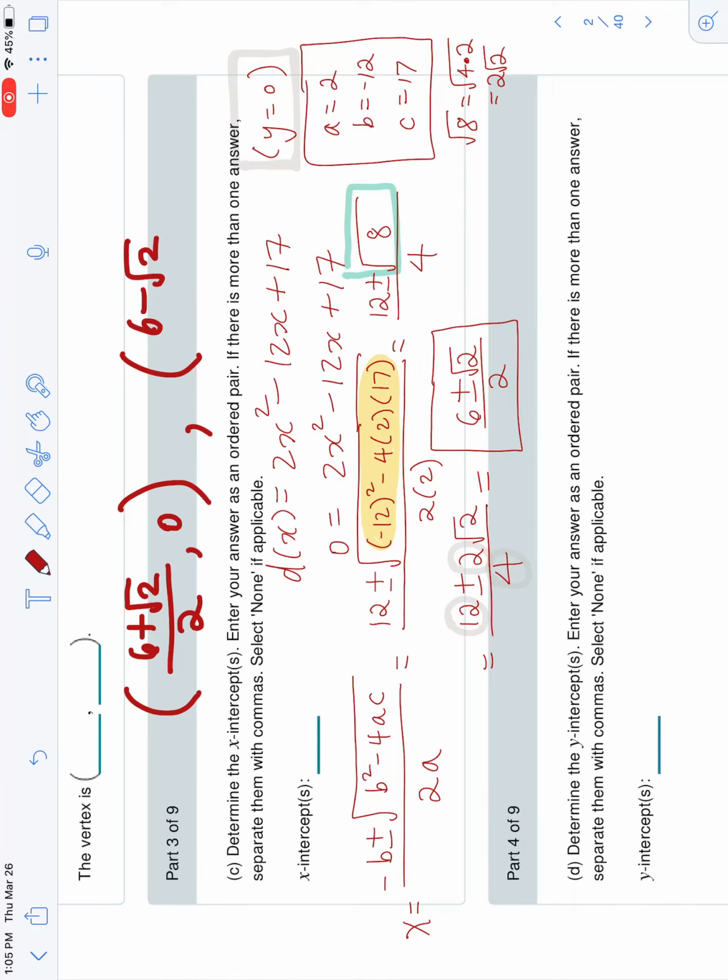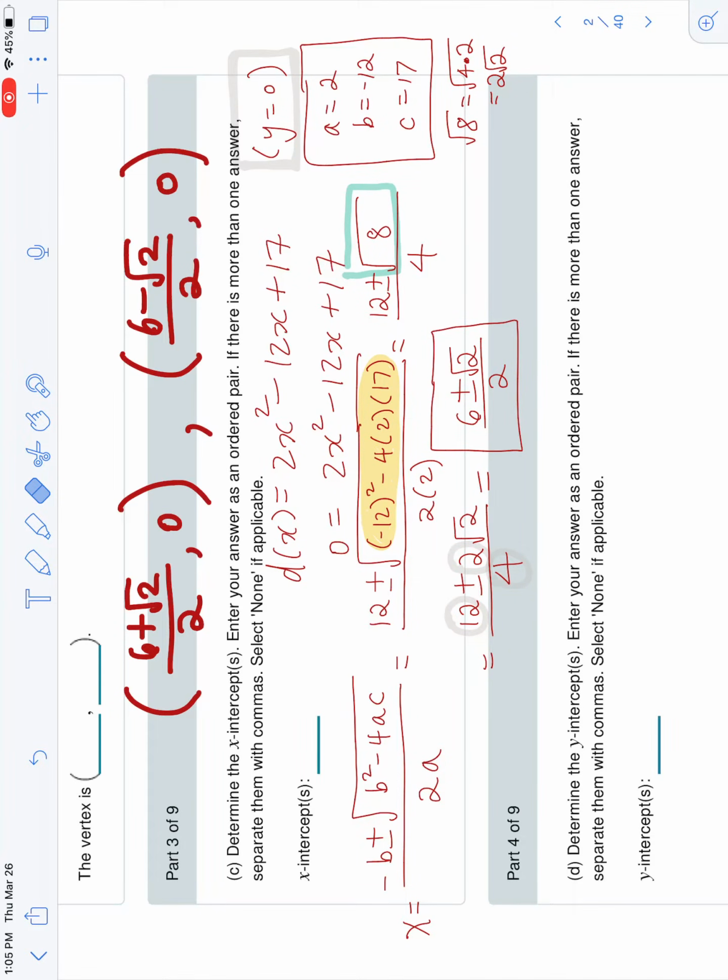And the other one, separated by comma, they said 6 minus square root of 2 over 2, comma 0. So we found the x-intercepts. And for x-intercept, look, I had to use the quadratic formula because we wouldn't be able to get these x values by factoring, right? Completing the square is another option.